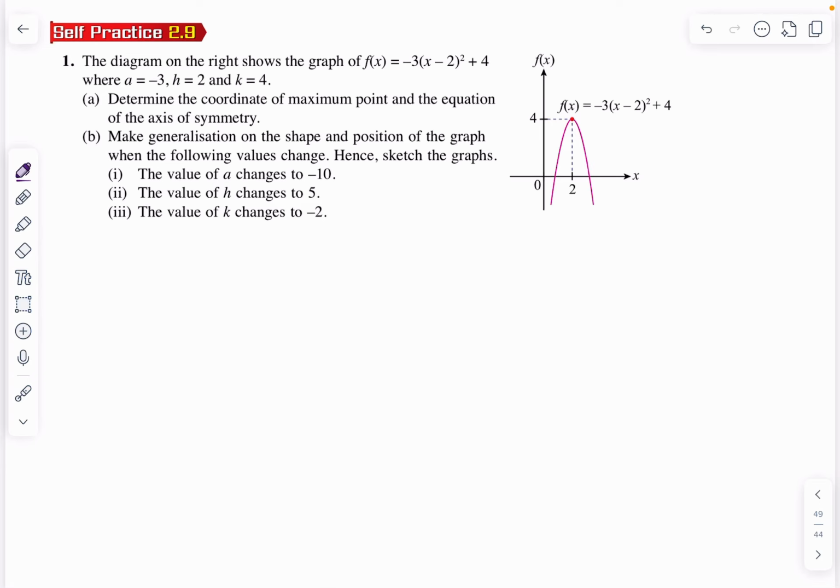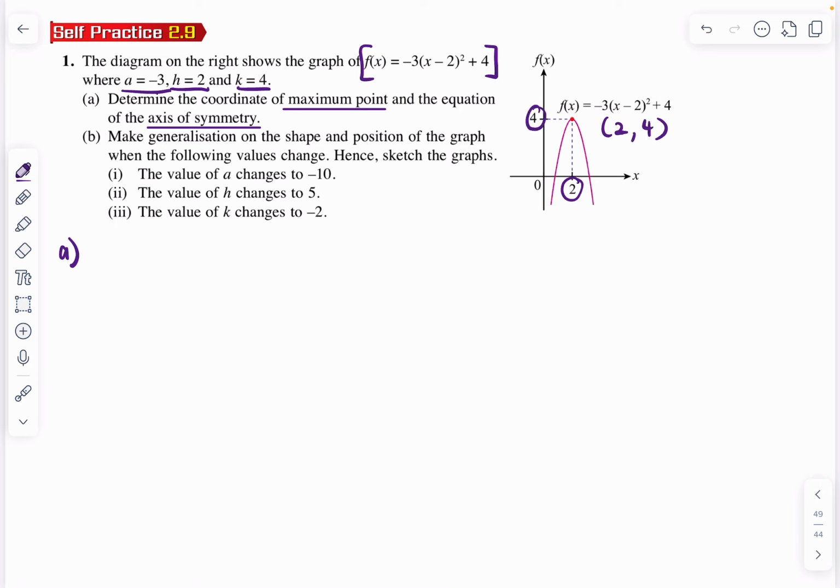Question 1. The diagram on the right shows the graph of f(x) where a, h and k are constants. Okay. They want us to determine the coordinate of the maximum point and the equation of the axis of symmetry. Right. So let's look at this graph. The maximum point is right here. That will be the maximum point. So the coordinates here will be, the x coordinate is 2, y coordinate is 4.